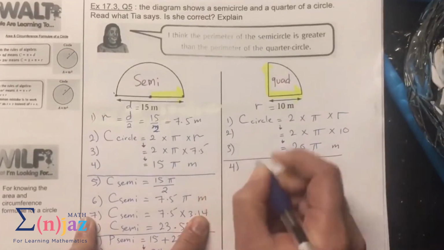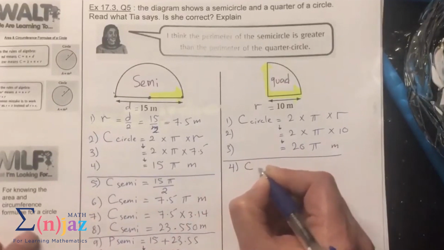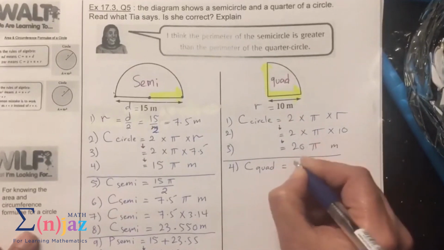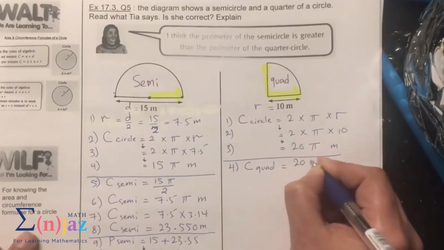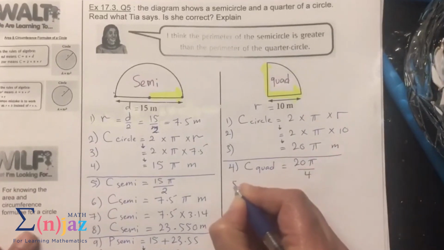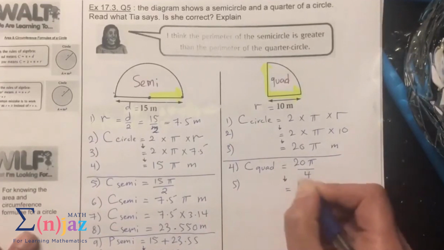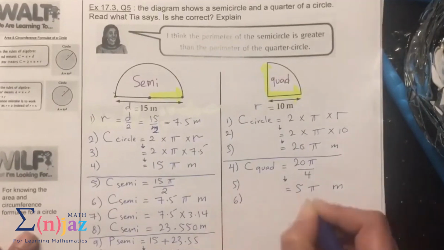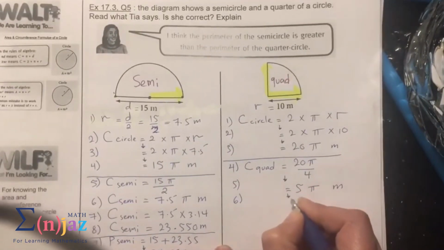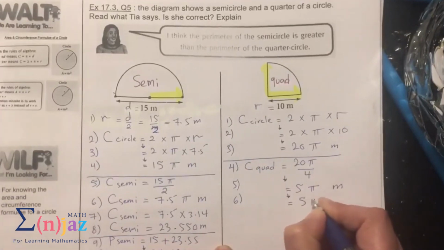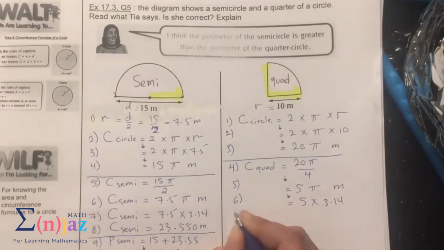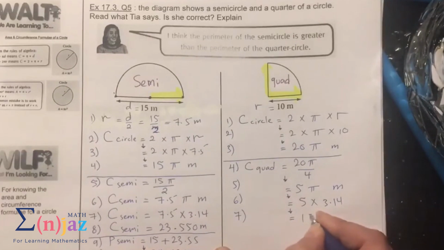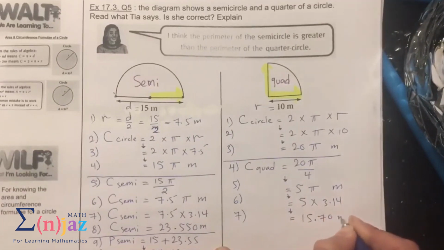Then we are going to calculate the circumference of a quadrant, which is a quarter of a circle, by dividing the circumference of a full circle by 4. So we're going to leave our answer in terms of pi. So it's 5 pi meters. And then we're going to replace the pi by 3.14. So this is 5 times 3.14. And then you multiply and you write the final answer as 15.70 meters.